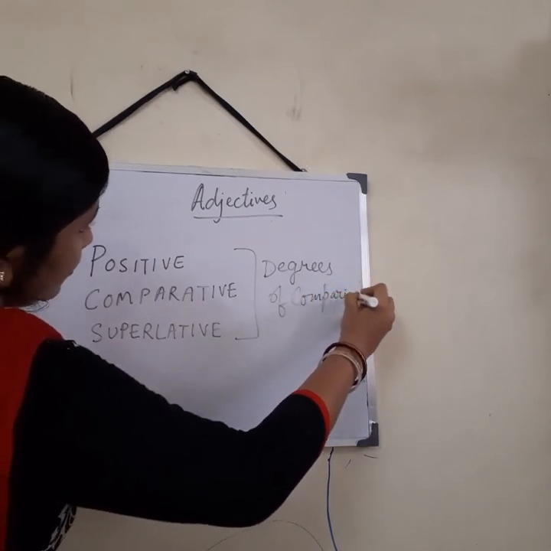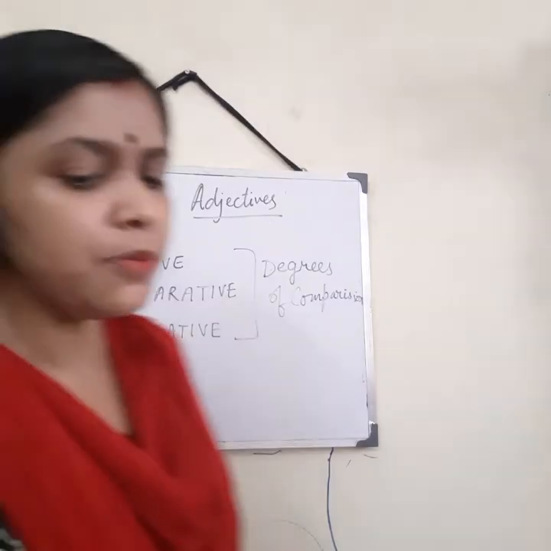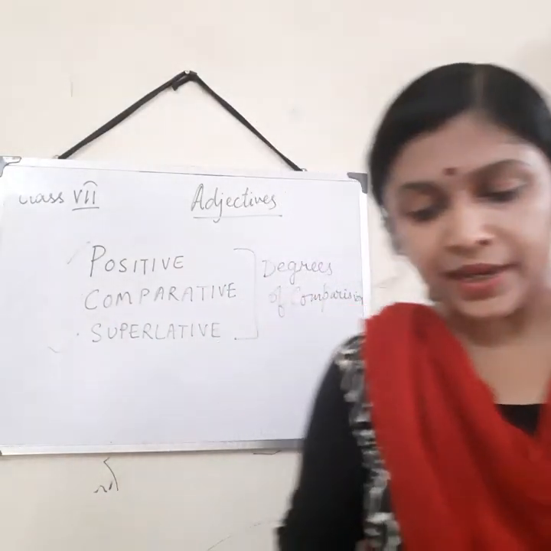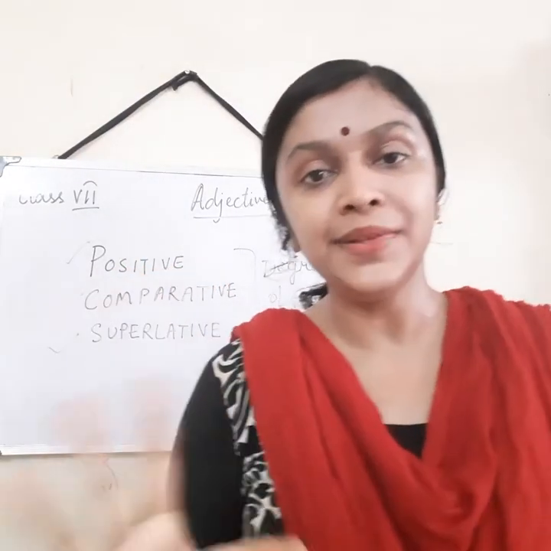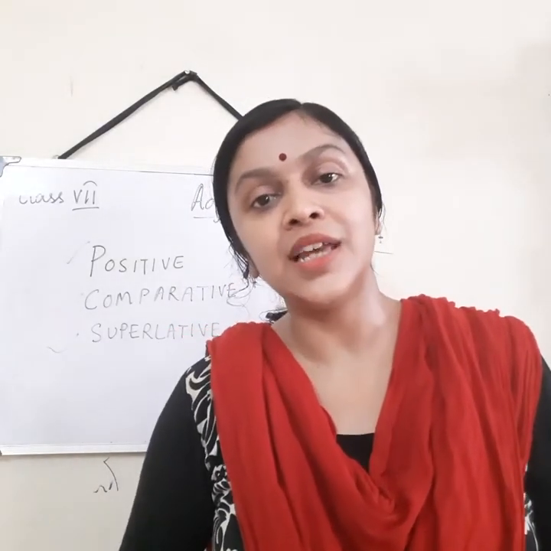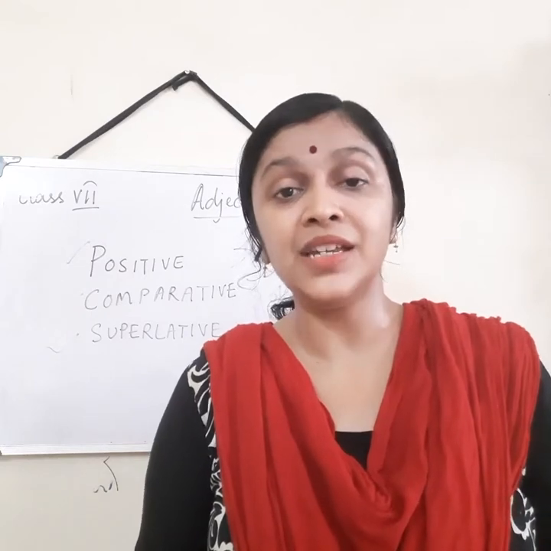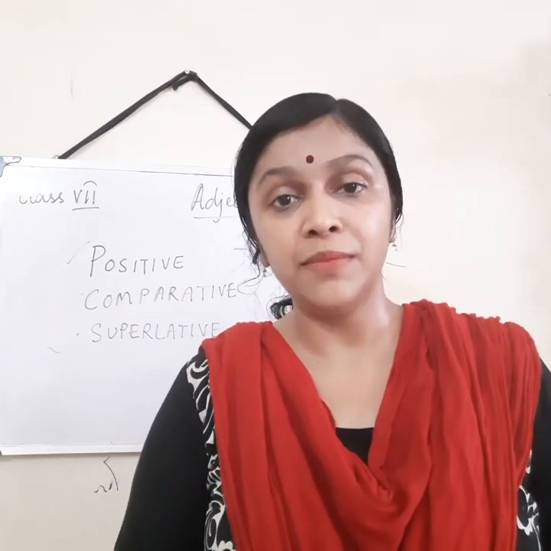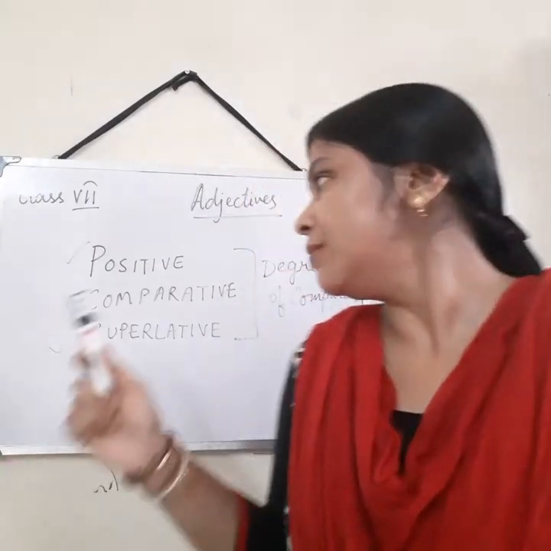Now let us start with the first degree of comparison, that is positive. What is the positive degree? Well, in case of the positive degree, no comparison is made. It's simply a statement of facts, like she is an intelligent girl. So in this sentence there isn't any comparison made and we are just giving an affirmative sentence about the girl. So that becomes a positive sentence.